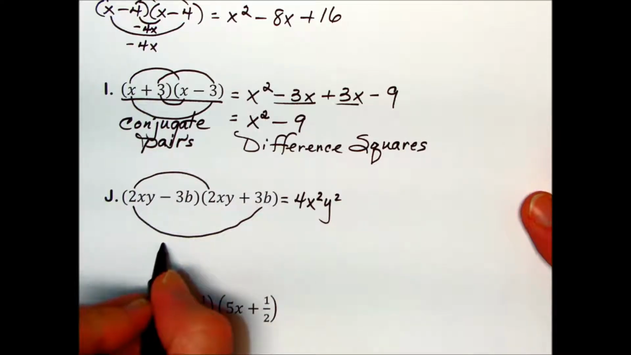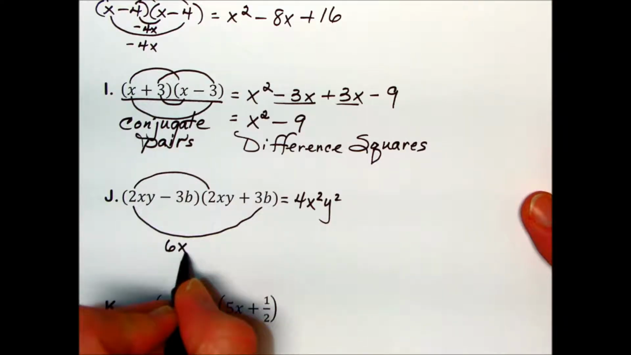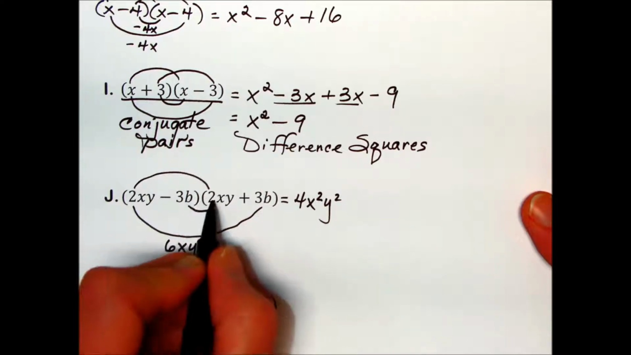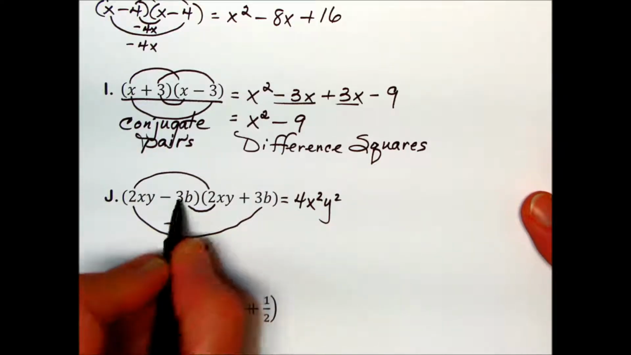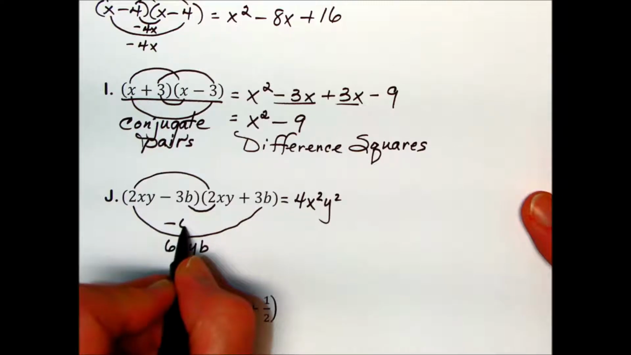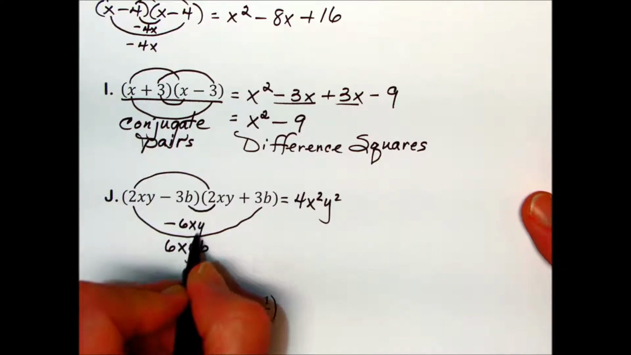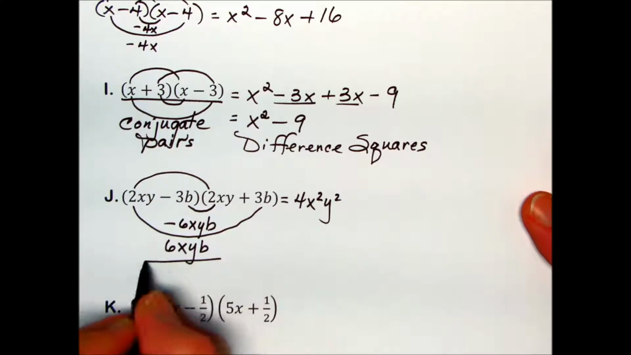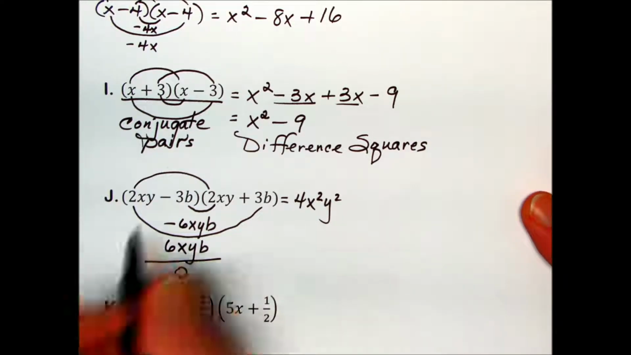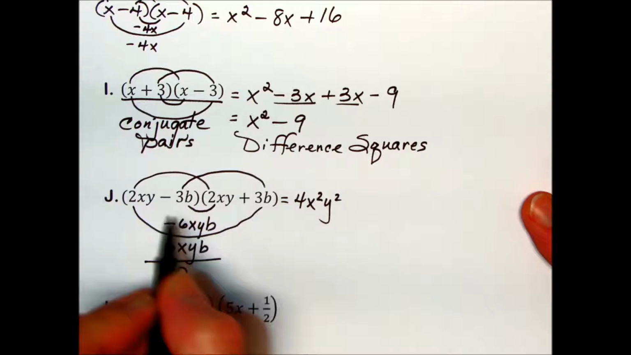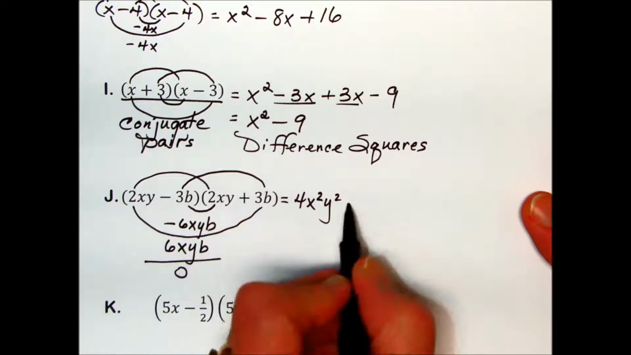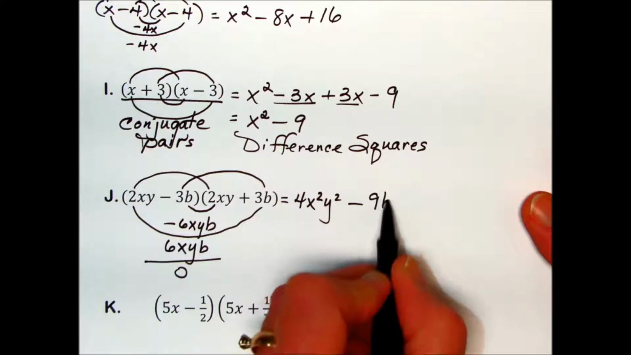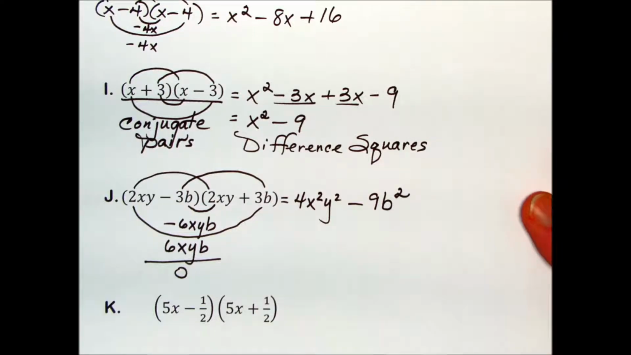Outside terms would be a 2 times 3 is 6xyb. Inside terms, a negative times a positive is a negative 3 times 2, when we rearrange those, we have an xyb. And these are similar, but when added together, they cancel one another out. The L of our FOIL method, negative times a positive is negative. 3 times 3 is 9. B times B is B squared.